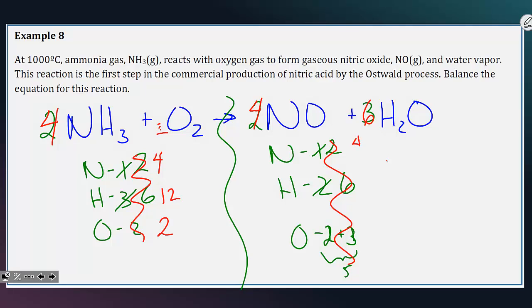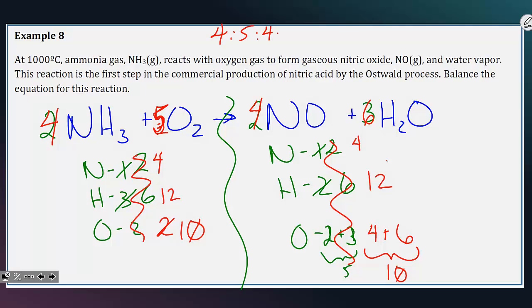4 times 1 is 4 nitrogens, 4 times 1 is 4. 6 times 2 is 12 hydrogens, 6 times 1 is 6, so I end up with 10 oxygens in the product. So if I put a 5 here, this will give me the 10 oxygens I start with. So our coefficients are 4, 5, 4, 6, and that is the simplest ratio because I can't pull any numbers out. So when you balance, they got to be whole numbers, and they got to be the simplest ratio.